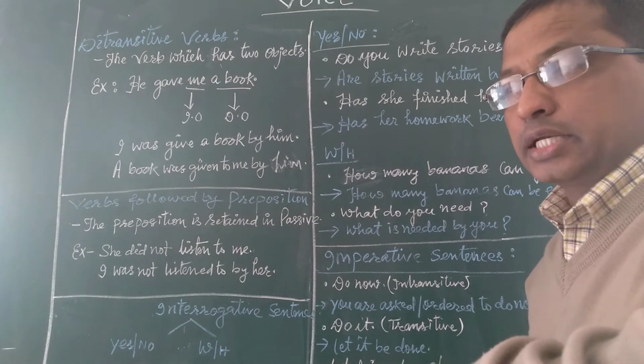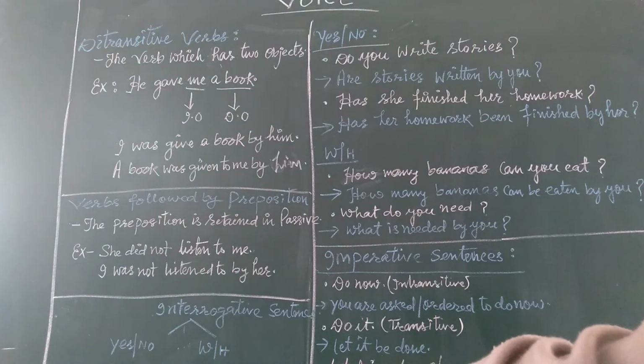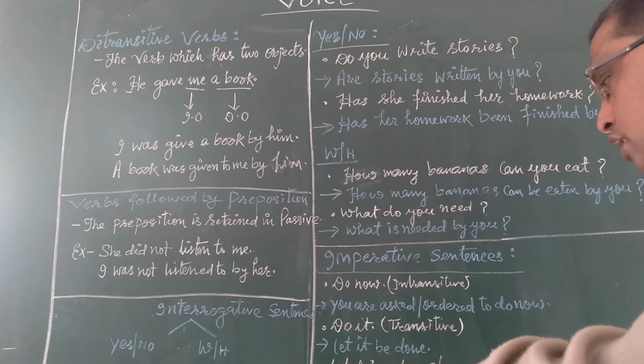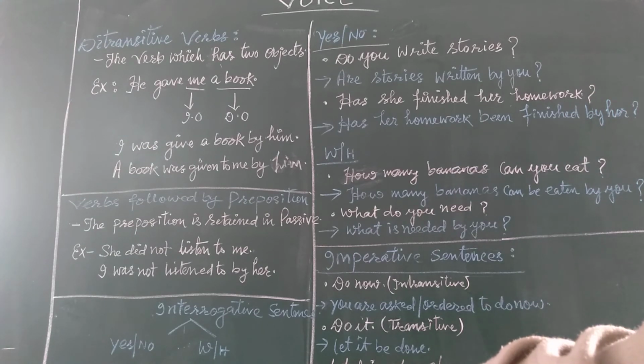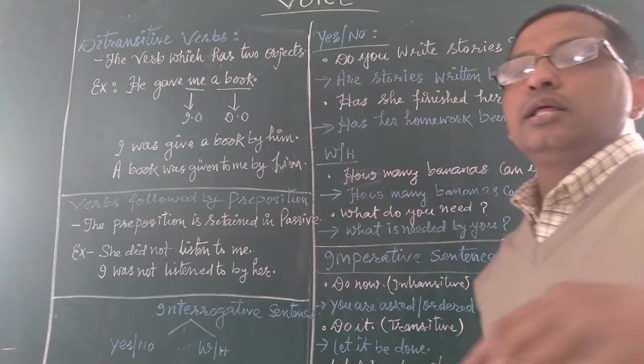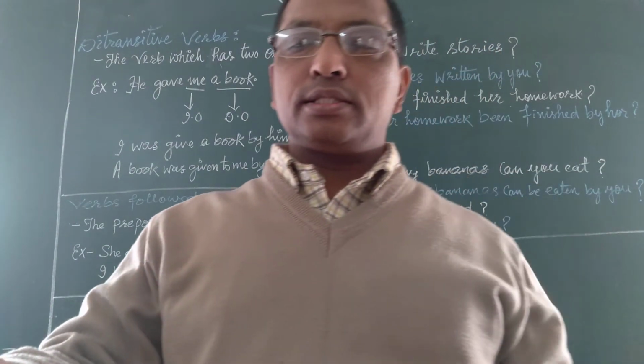Suppose a sentence starts with Let him play chess. Chess is the object here, so: Let chess be played by him. In that way, we change imperative sentences.